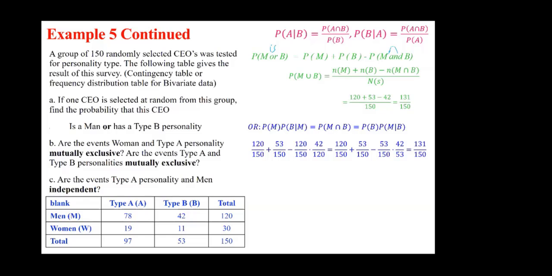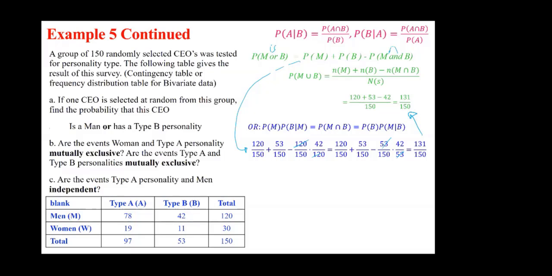So I'm looking at this formula now. Probability of M, 120 over 150, plus probability of B, 53 over 150, minus probability of M and B. We wrote that 2 different ways, like 120 over 150 times 42 over 120, so they cancel each other. Or if we write it in this fashion, they cancel each other. And all of them give us the same answer. You don't have to do it that way. I want to make sure you understand the process in case you come across it. So the process is what matters here.